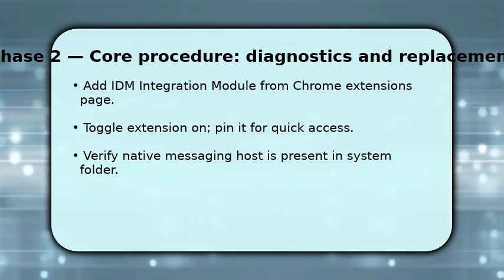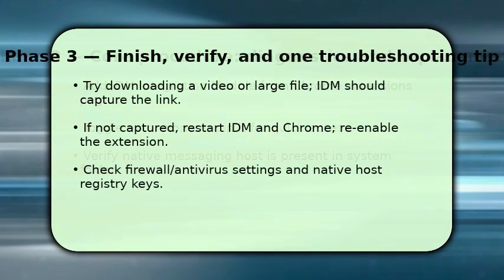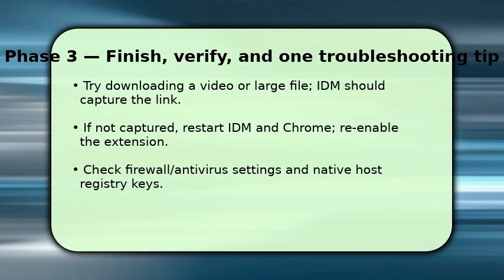You finish by testing capture on a known file type. Start a download and watch for the IDM download panel. If IDM does not intercept, restart both Chrome and IDM, then re-enable the extension and try again.